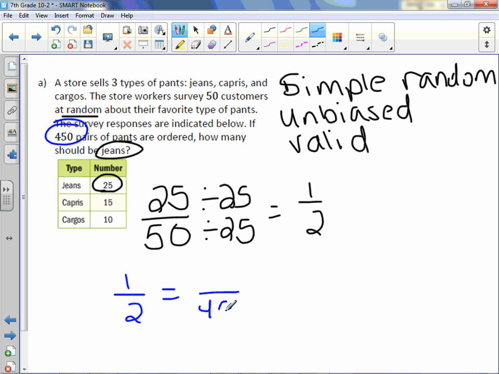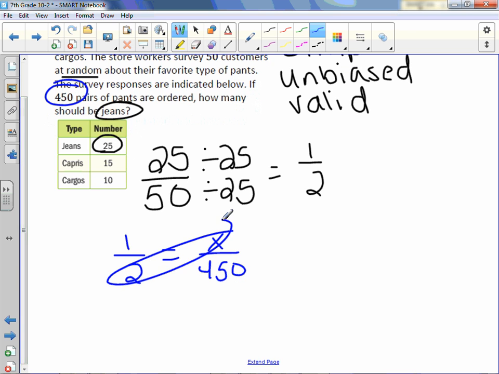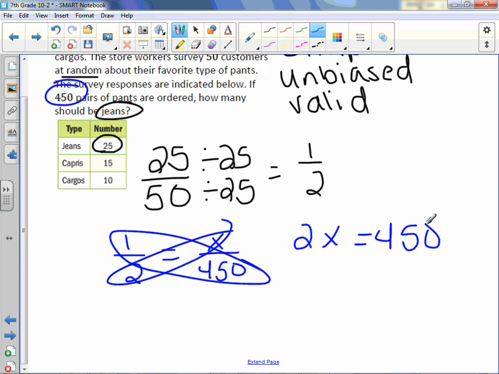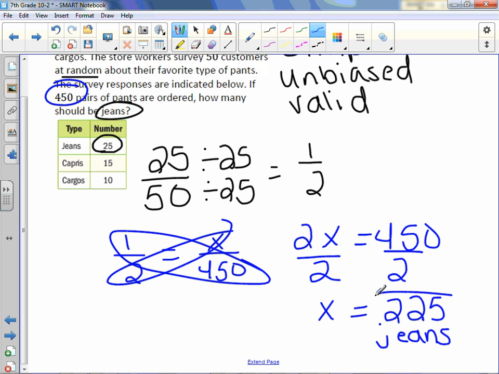450 is the total. X in the numerator. Cross multiply. 2x equals 450. Divide by 2. We get x equals 225. So 225 jeans is what they should order.